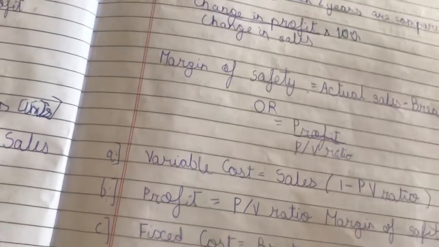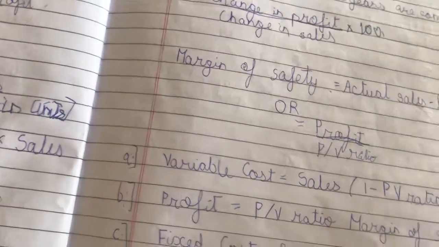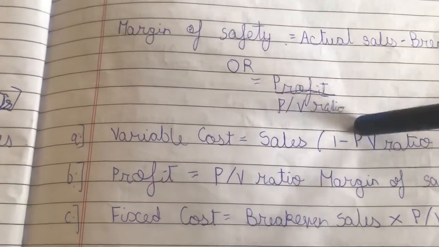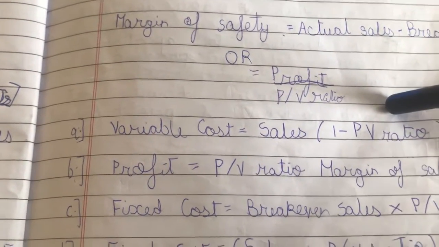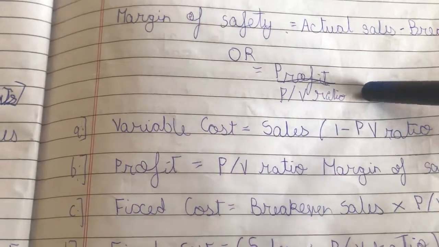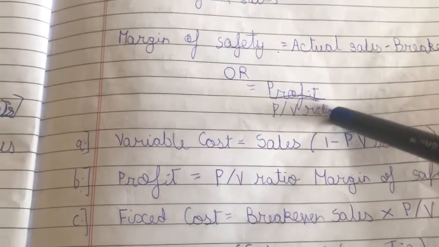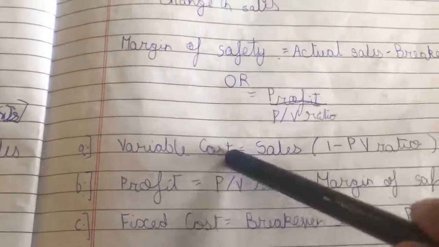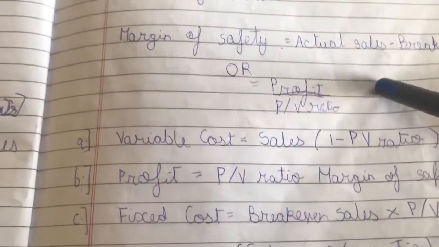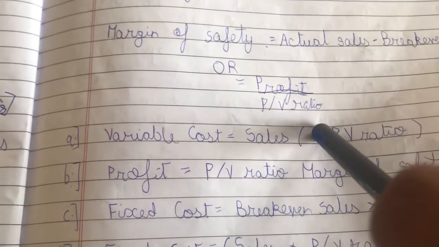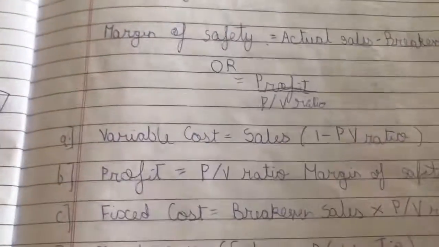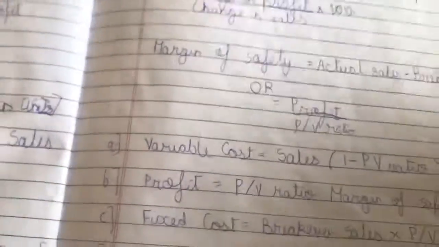So the next is profit upon PV ratio. I don't know the proper explanation to this, but I do know that in PV ratio, you multiply by 100. You get the value of PV ratio, let's say 40%. So you write 40 upon 100, and you take the 100 into consideration. You just don't take 40 as a value, you take 40%.